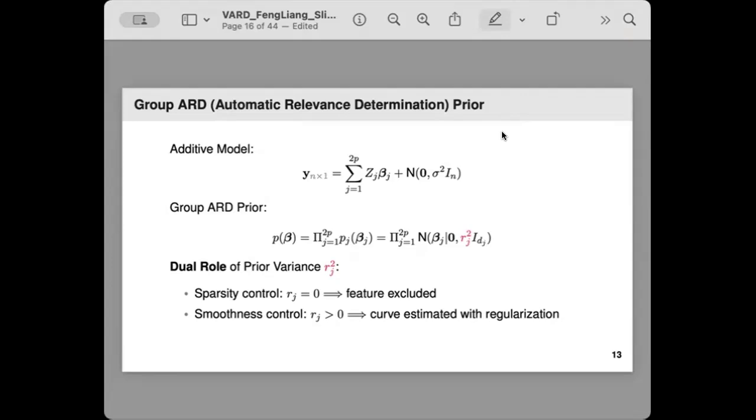So this prior variance Rj squared serves two purposes. One is sparsity control, because when Rj is set to zero, it basically excludes the jth feature. It also serves as smoothness control, and when Rj is non-zero, it corresponds to a kind of regularization or penalty, and controls how wiggly the estimated function would be.